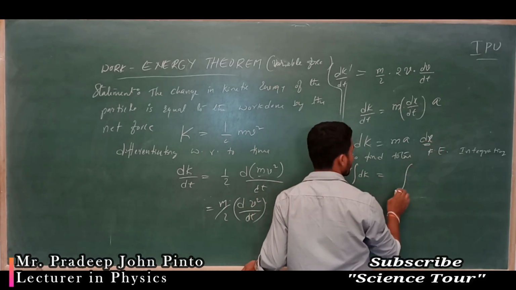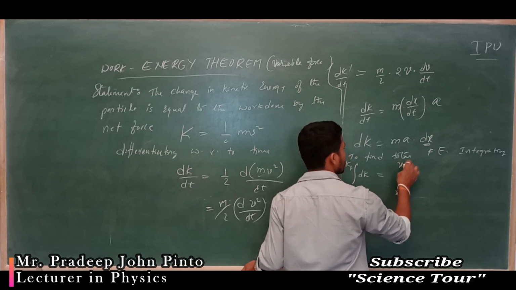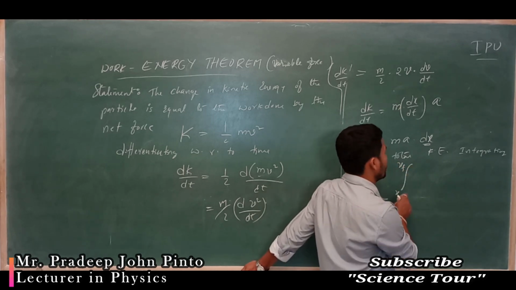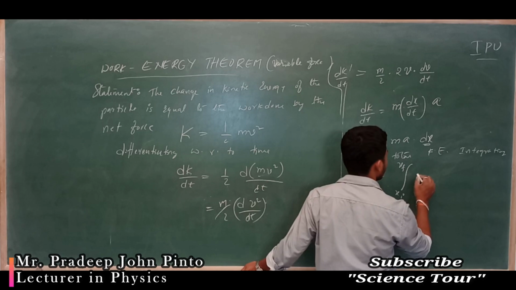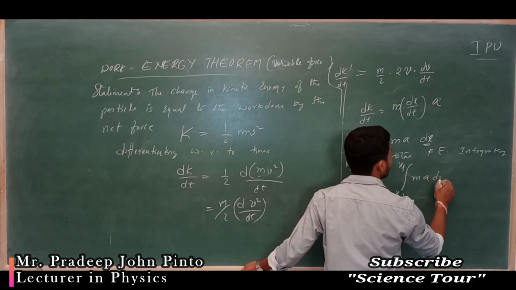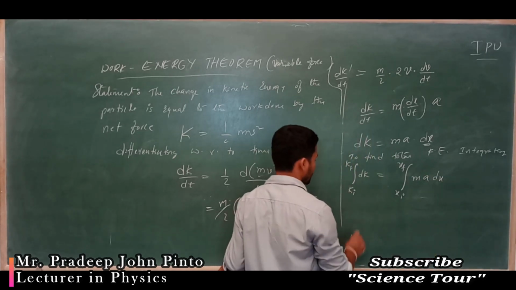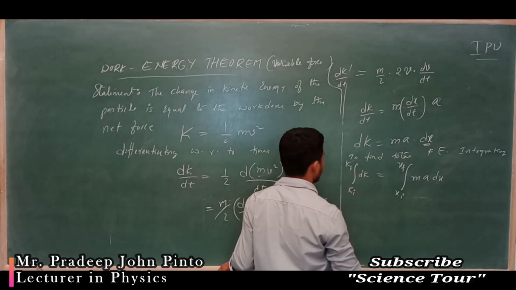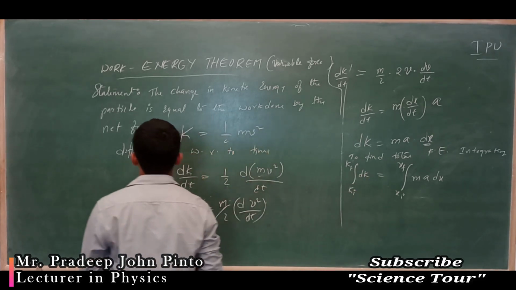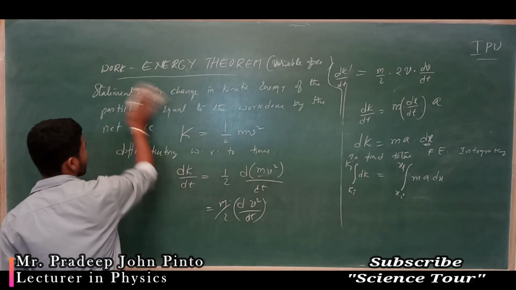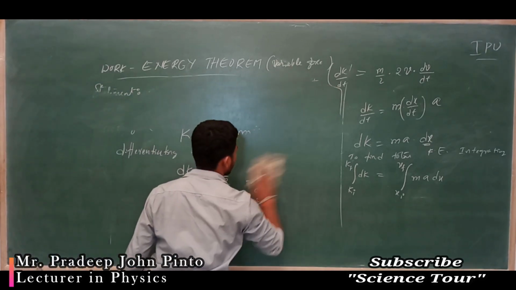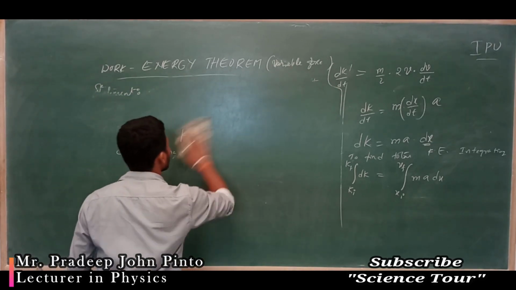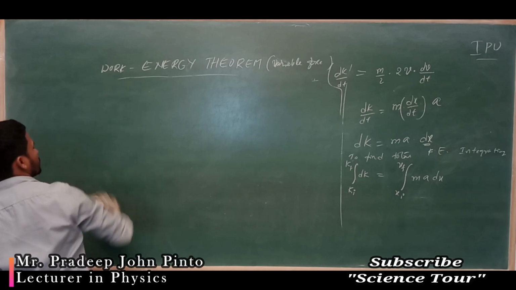What is the variable here? From where to where is it changed? Initial x to final x. So m into a into dx. But what is ma? So you don't know, right? That is nothing but, shall I erase this? Write down. Okay, see, applying the limits also you should know, okay. That is a mathematical step I am going to tell you.